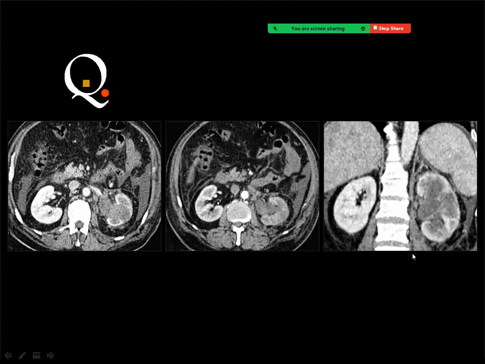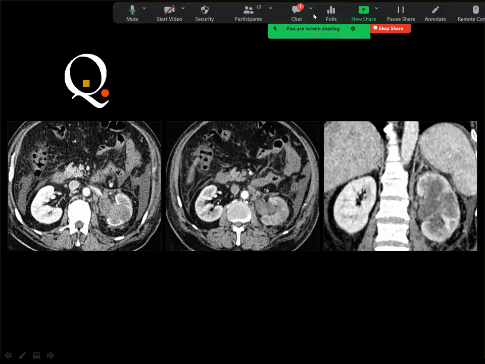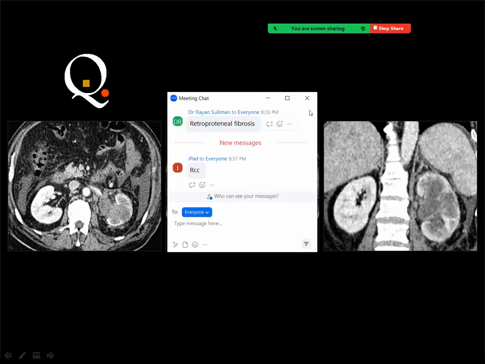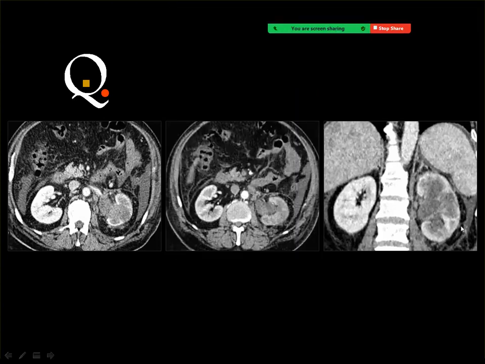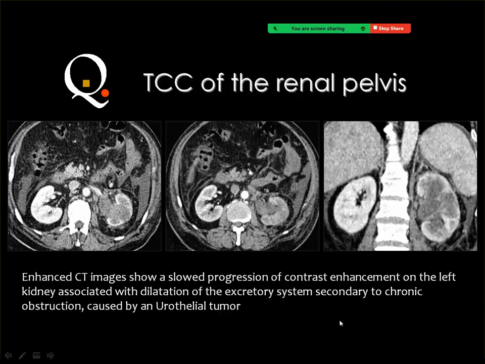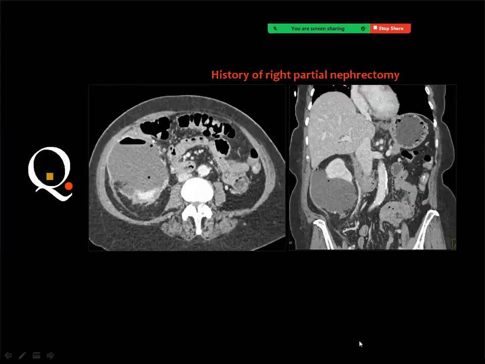Okay, and you can see here that the pelvicalyceal system is occupied by an enhancing soft tissue mass, which is occupying the renal pelvis as well as the calyces. And this is transitional cell carcinoma of the renal pelvis and the calyces, which is different from the renal cell carcinoma that occurs in the renal parenchyma, not inside the collecting system.